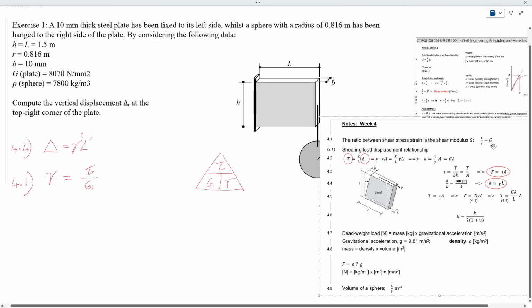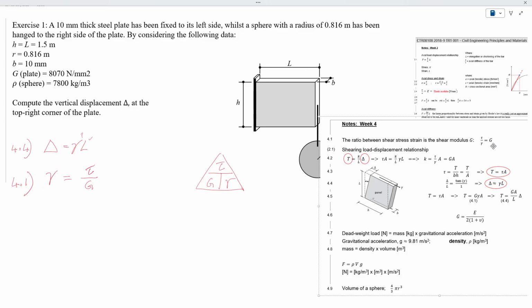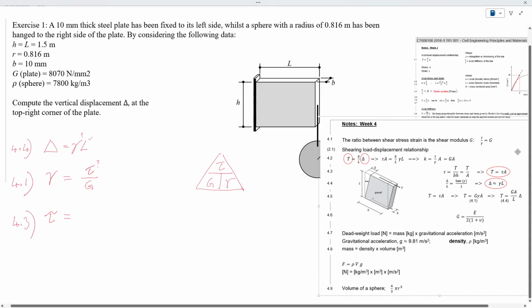So I'm just playing mix and match at the moment. And then, what do I have? Let's have a look. Do I have G? Yes, I have G. Do I have tau? No, I don't. So I'm still after tau. So I'm going to fire down tau. I'm going to use equation 4.3. 4.3 is obviously this one here.